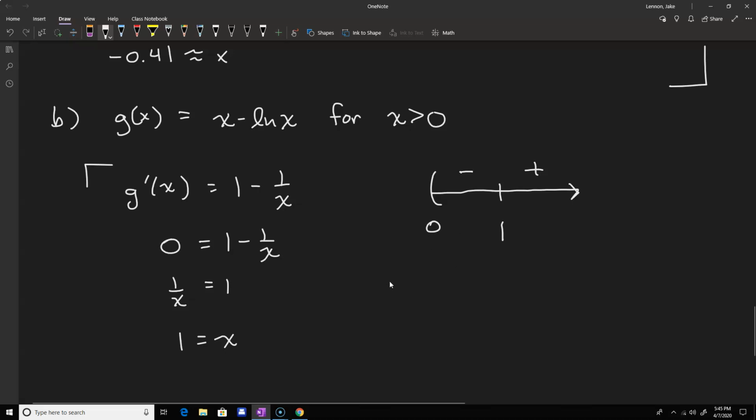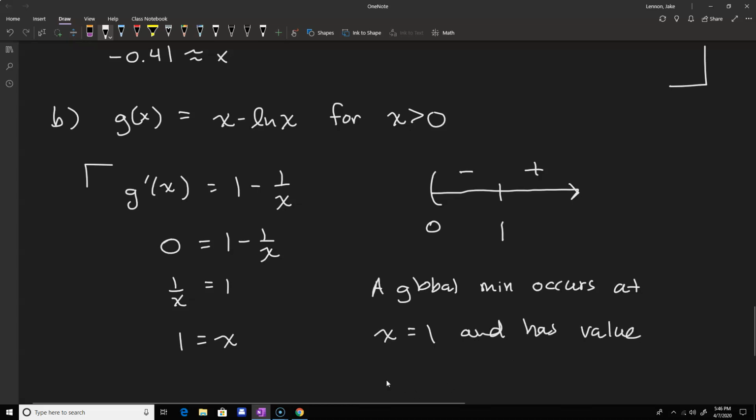So we would say a global min occurs at x equals 1 and has value g of 1. We have to plug it into the original function, so that would be 1 minus the natural log of 1, and the natural log of 1 is 0, so this y value is 1 as well. So that would be a global min there.